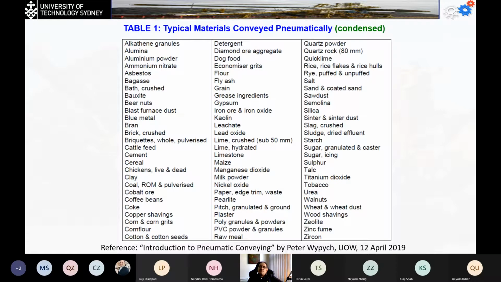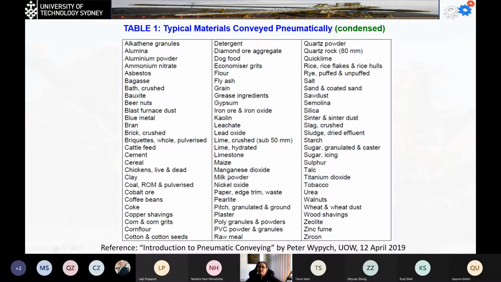These are some of the typical materials which are conveyed pneumatically. You can see that most of these materials are going to be either small size granules or a powder. Usually we try to avoid using that with long shaped particles. So you can see the kaolin is going to be a powder, the lead oxide is powder, lime can be crushed or can be hydrated, but usually this should be sub 50 millimeter maximum diameter. Anyway, it's light material.